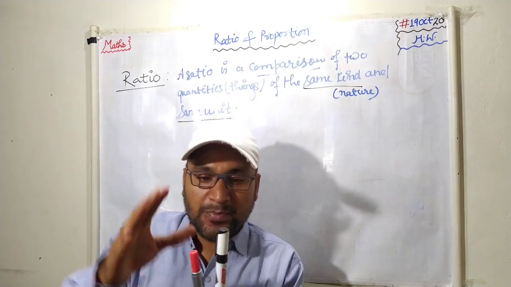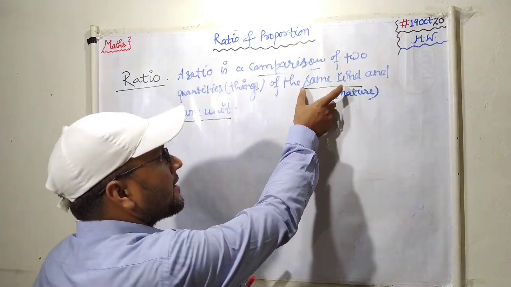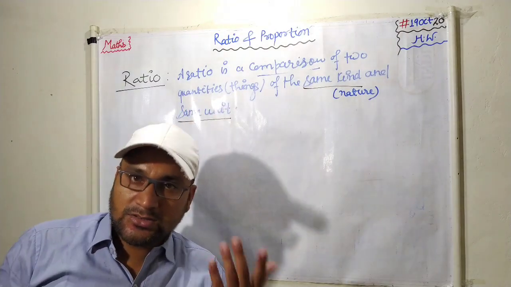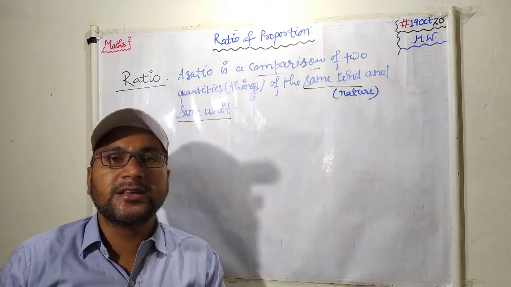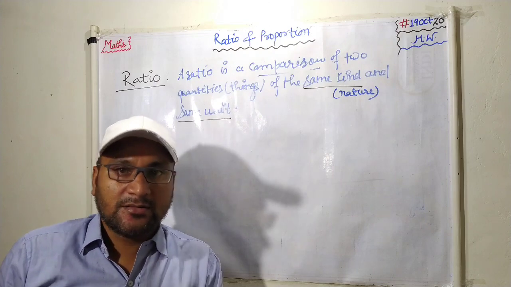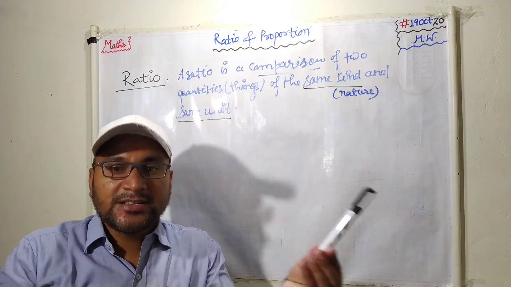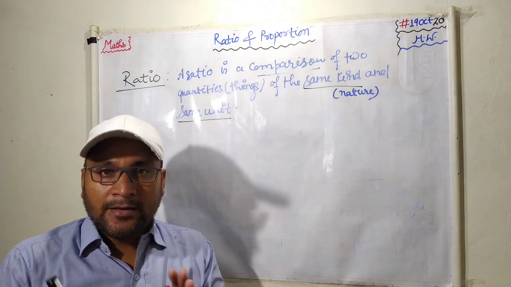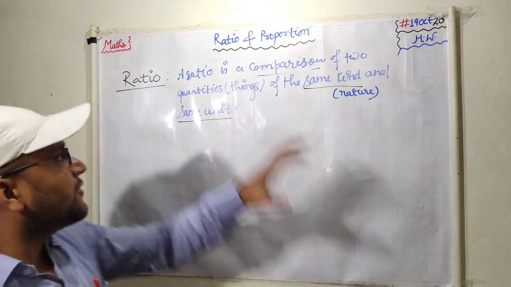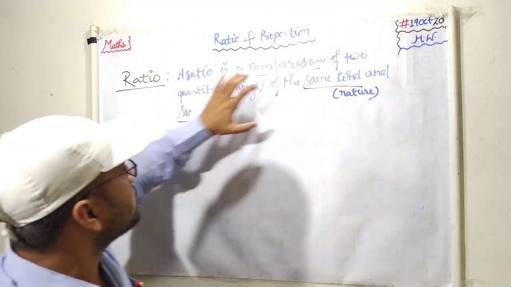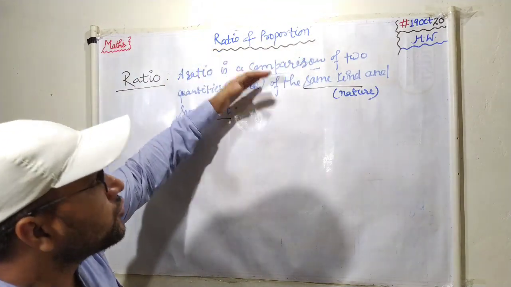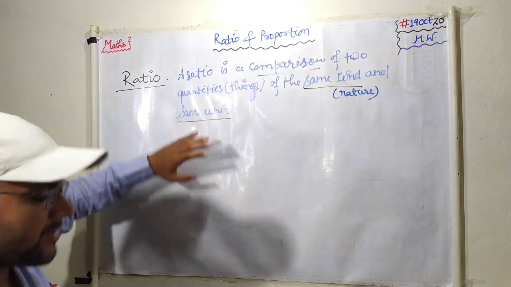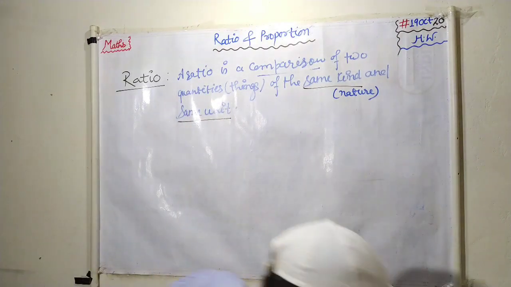Comparison is done with the same kind or same nature and the same unit. Height should be measured in meter or centimeter or millimeter. So you will convert it into the same unit. It is very easy. Ratio is a comparison of two quantities, or two or more things, of the same nature and the same kind. So I will show you with an example.